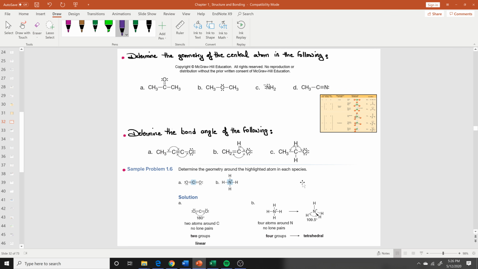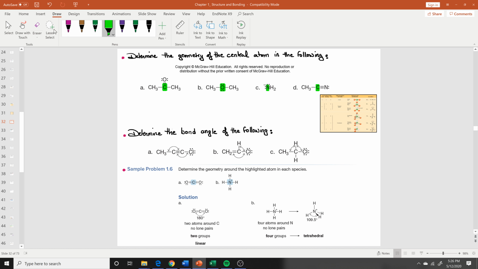Every time they talk about the geometry, they talk about the geometry of just the central atom. So I don't care about the geometry of the outside atoms here. I only talk about the geometry of the central atom. So we're looking at the carbon, the oxygen, the nitrogen. One more thing I want to say: when you want to determine the geometry, you have to have the Lewis structure. So the Lewis structure should be there.